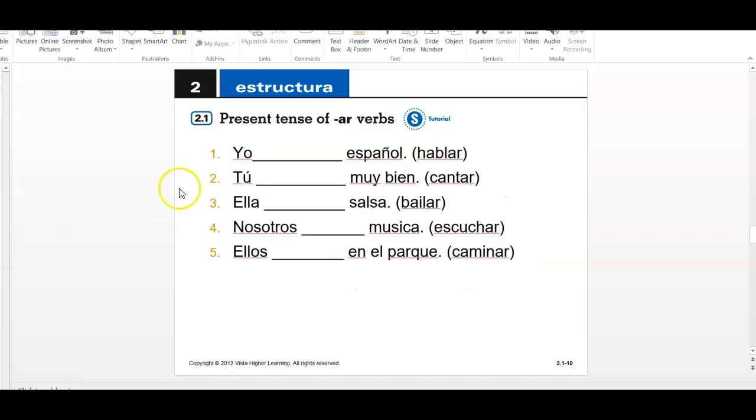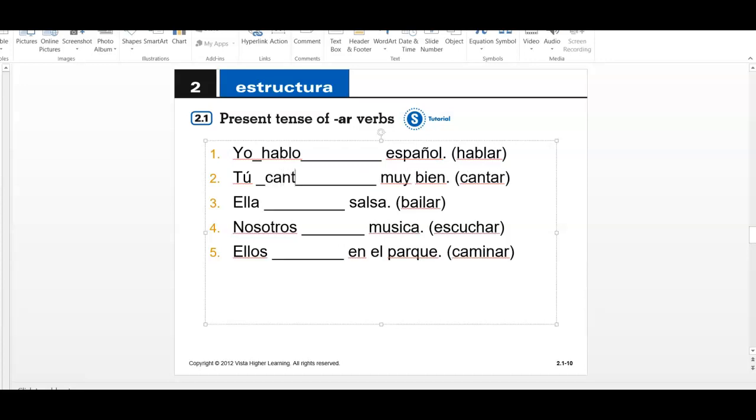And finally, we're just going to do some examples. So, these are my infinitives. Okay, the first step to changing an infinitive is to drop the ending. So I'm going to drop the ending, and since my pronoun is yo, my ending is going to be o. So yo hablo español. I speak Spanish. For number 2, I'm going to drop the ending. Okay, drop the ending. And then I'm going to add the new ending, which is my second step. So the ending for tú is as. So tú cantas muy bien. You sing very well.